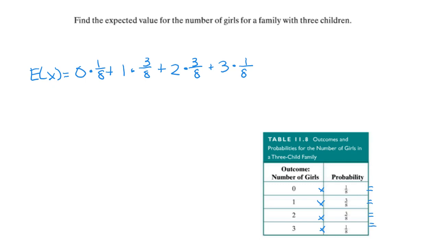So in this case, our expected value is going to come out to be 3/2, or 1.5. So in the long run, a family with 3 children can expect to have 1.5 girls.